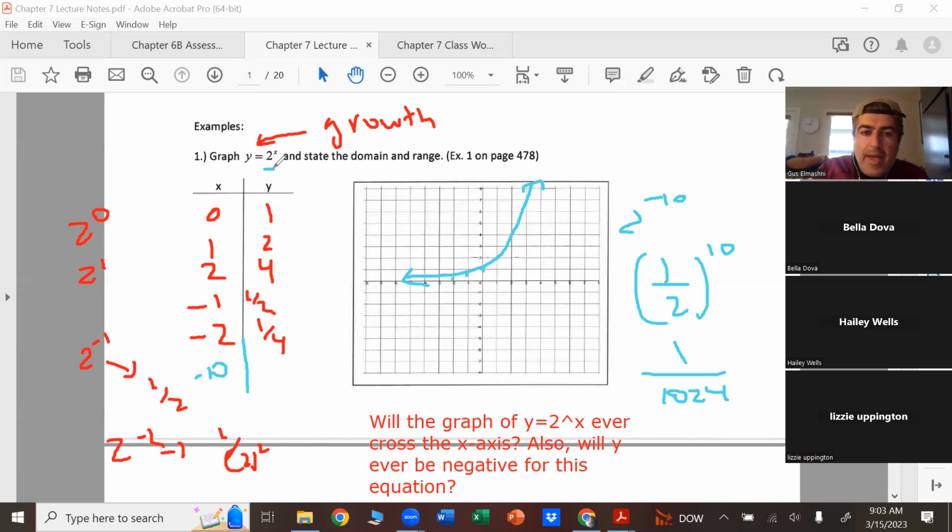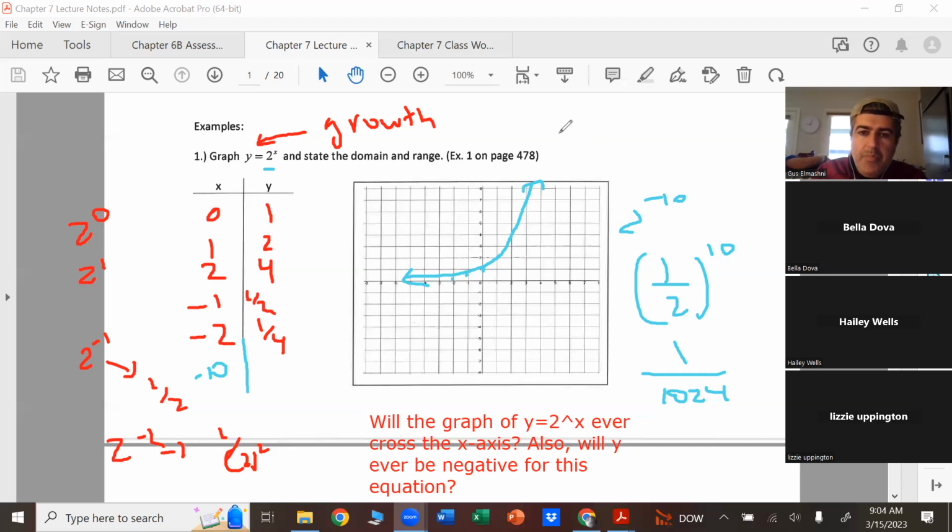How can I make this negative? I can make it negative if I put a negative out in front. Then I flip the graph. We'll talk about that later. But y equals 2 to the x can never, ever be negative, never be 0. So thank you for those who chimed in. Some more people chimed in and said no, that's good.